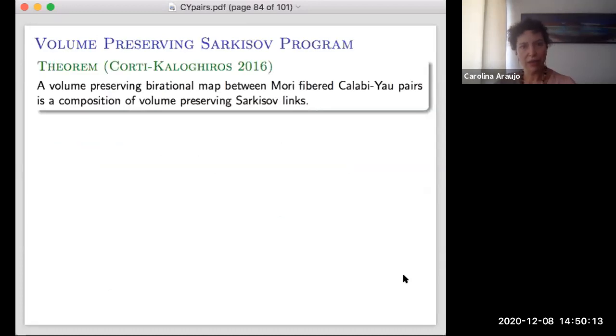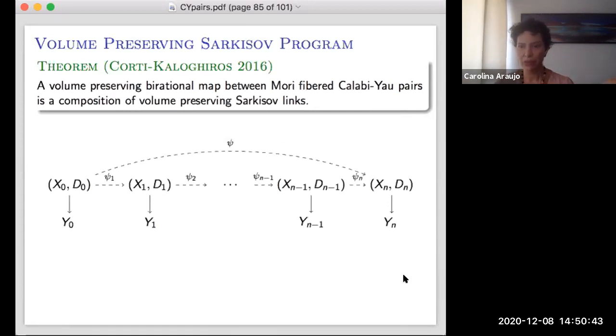Now I state the volume preserving Sarkisov program. This is a volume preserving version of the Sarkisov program, which was proved by Corti and Kaloghiros in 2016. They prove that any volume preserving birational map between Mori fiber Calabi-Yau pairs is a composition of volume preserving Sarkisov links. What I mean by that is that you have your usual factorization of the map from X_0 to X_n, and this diagram exists by introducing an anticanonical divisor for each of these intermediate steps X_i, such that all the links are volume preserving.